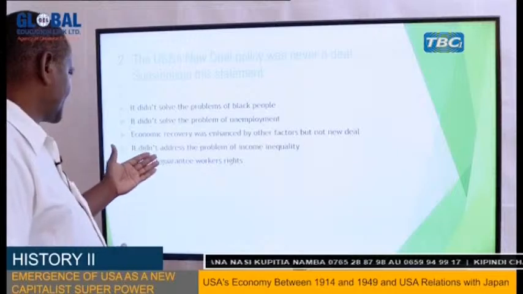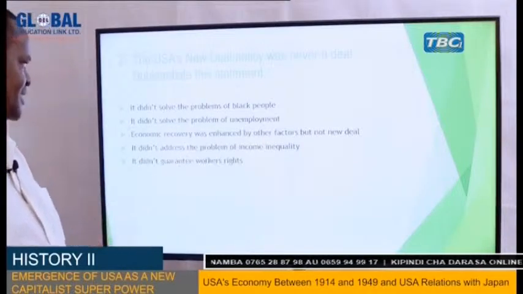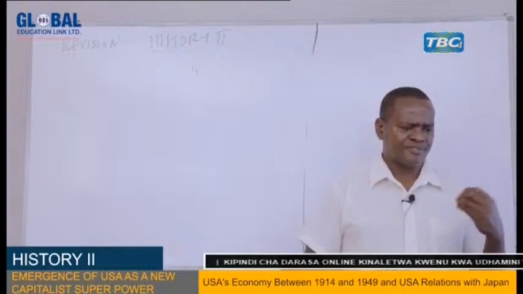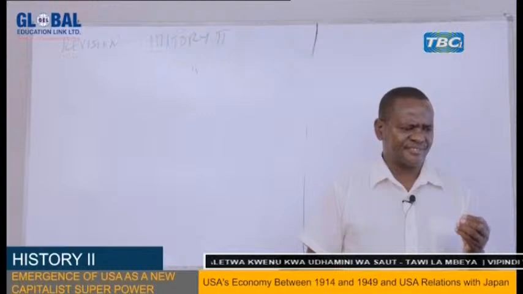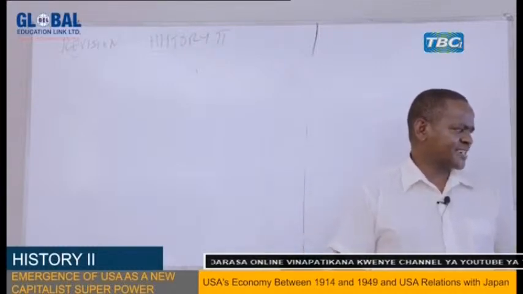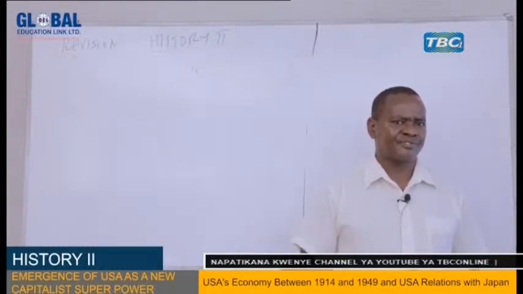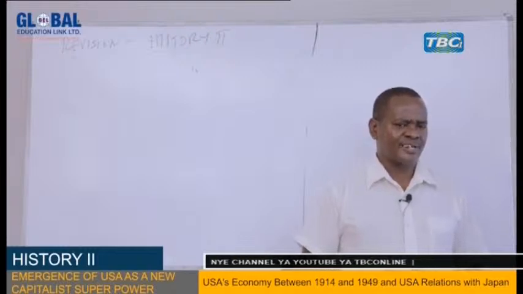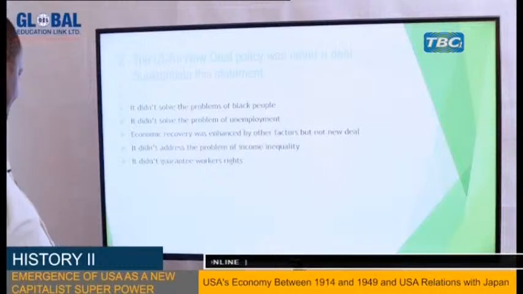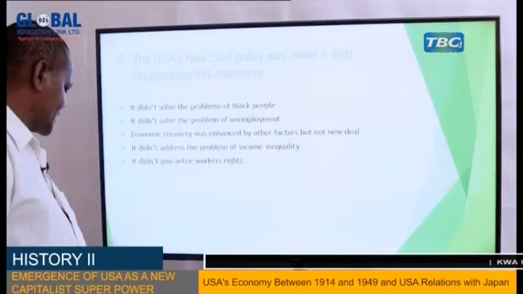Another thing which they say is that it did not address the problem of income inequality. The problem of income inequality was not addressed, as we have seen. The majority of the American people were still poor, while the richest 20% of American people were enjoying about the highest percentage of GDP. Also, it did not guarantee workers' rights. Workers' rights were not guaranteed. Even though they gave workers the right to establish unions and the right to strike, there was no mechanism established to make sure that it was implemented.